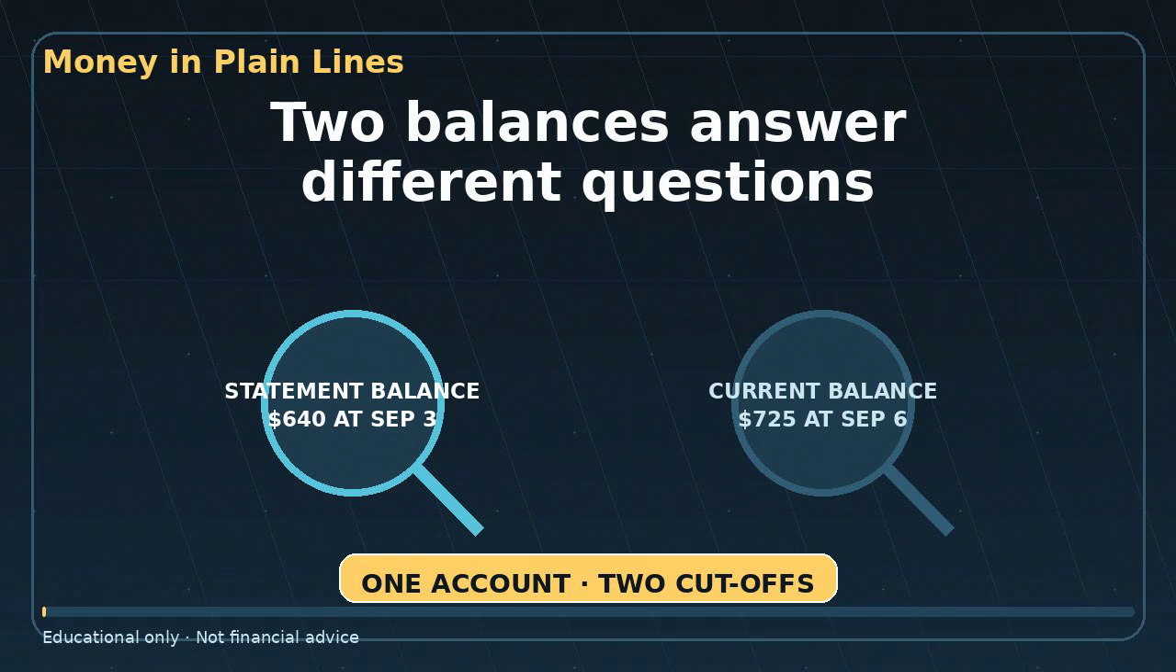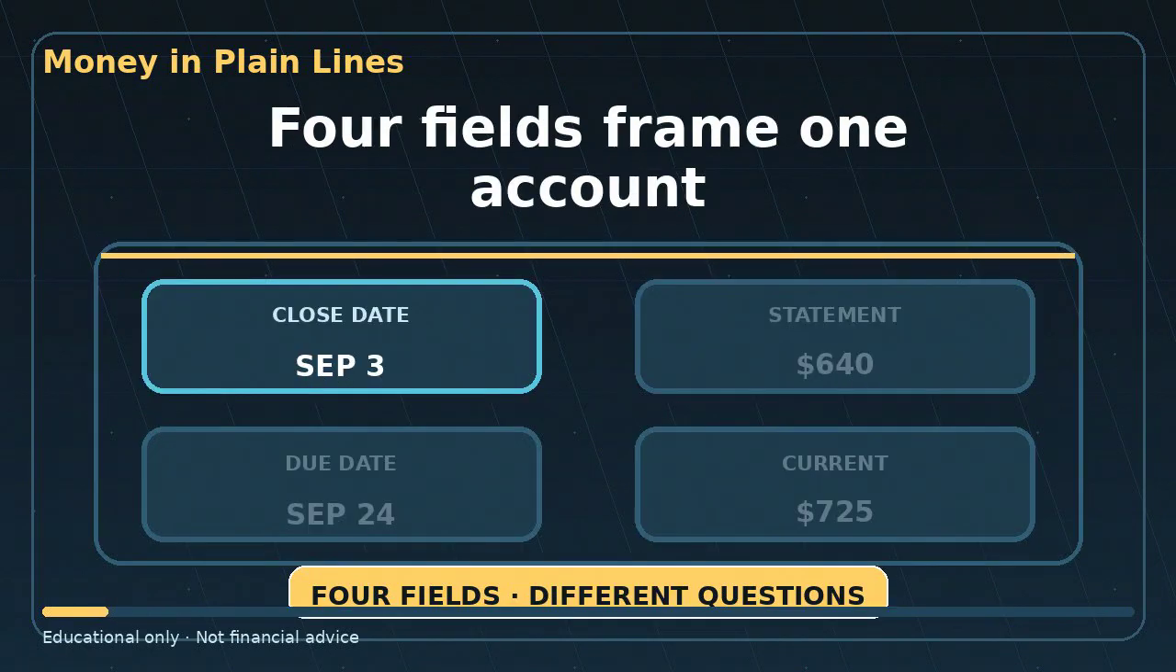A statement balance and a current balance can appear on the same fictional card account and still answer different questions. In this example, the statement balance is $640 at the September 3rd close, while the current balance is $725 on September 6th. The first number is a dated snapshot. The second is a later view that can keep changing as posted activity arrives.